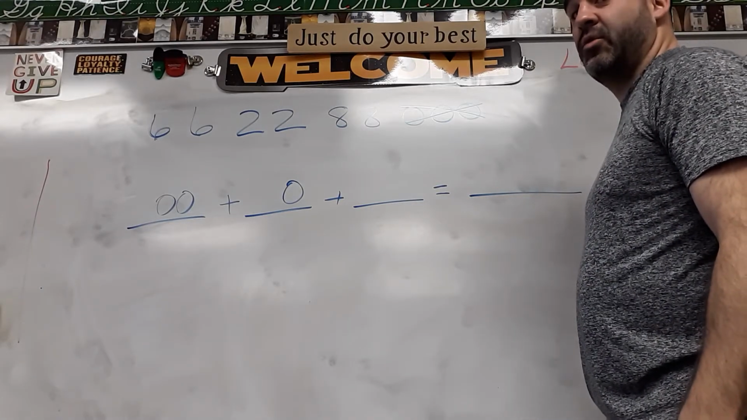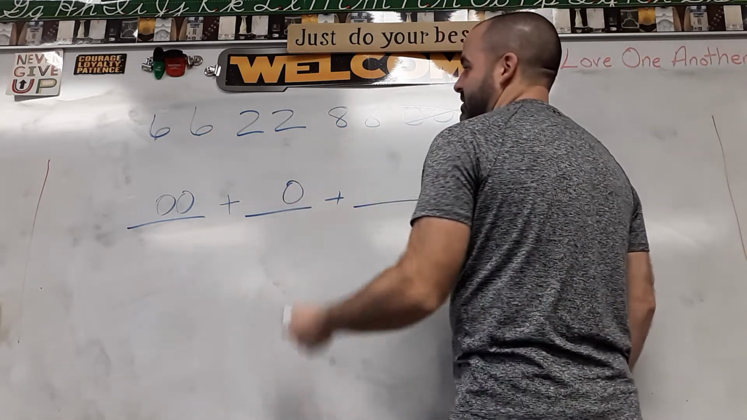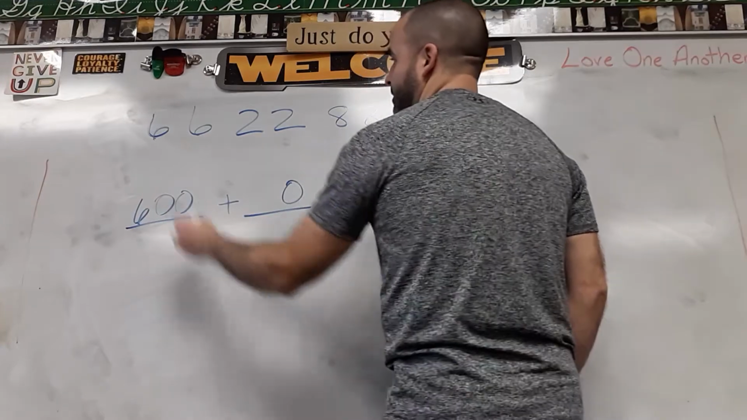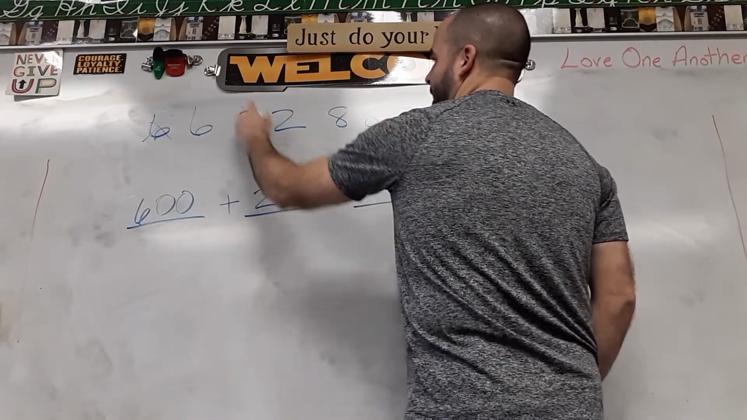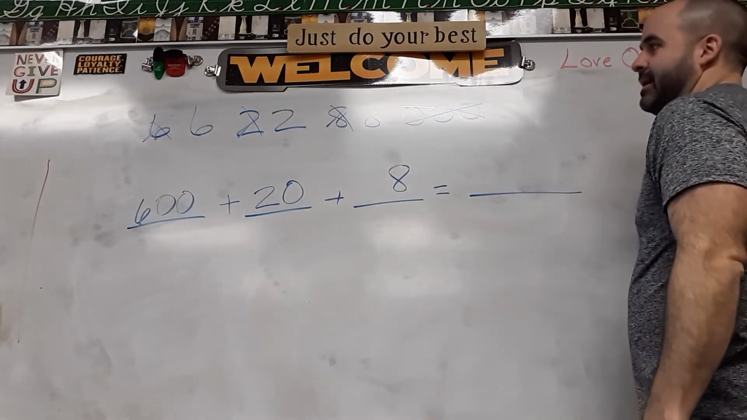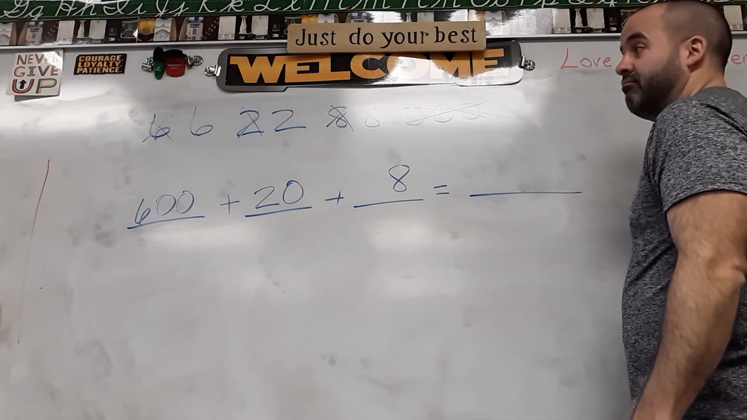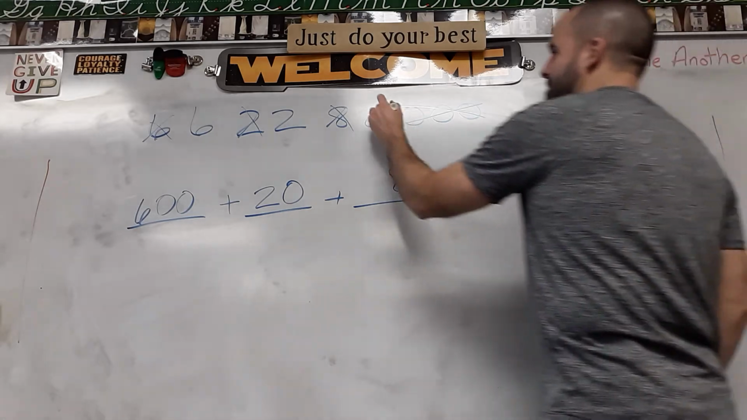Now is it becoming a little more obvious? So now all I need to do is I can just decide which of these I want to go first. So I can go 600, get rid of that guy, plus 20, plus 8. What does that equal? Yeah, 628.